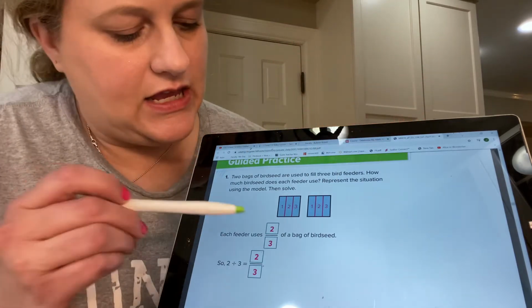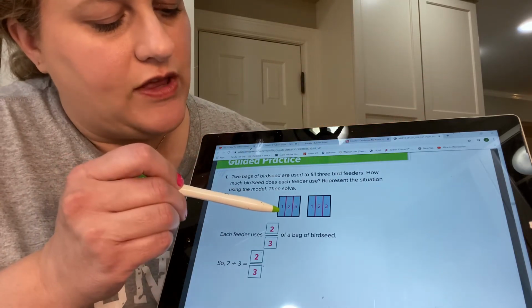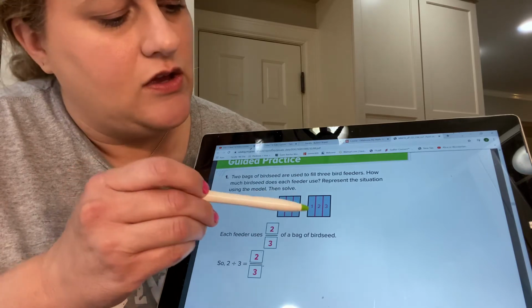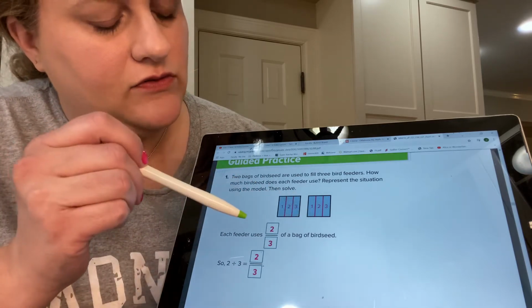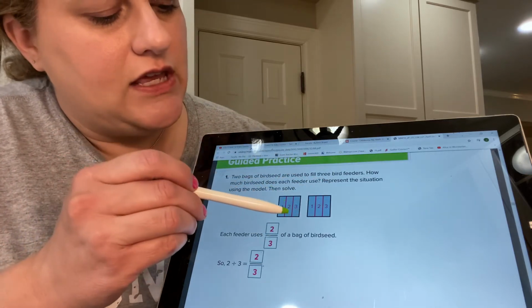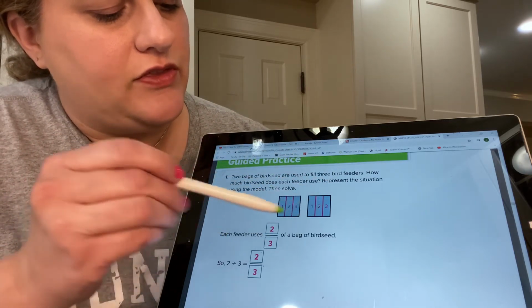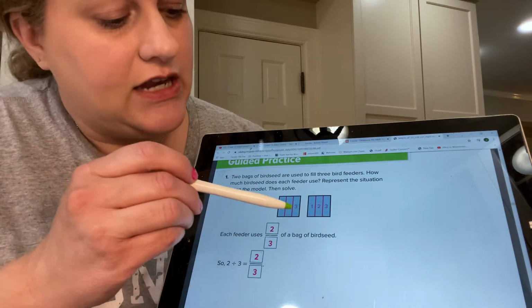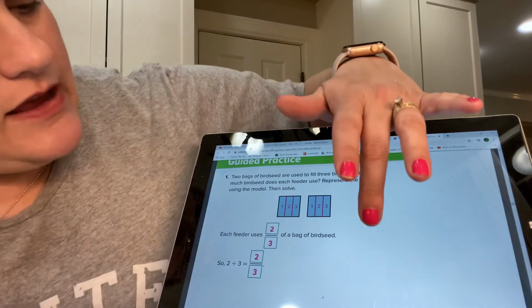And you would see that bird feeder 1 would get 1/3 of the first bag, 1/3 of the second bag. So it's going to get 2/3 of the total amount. And then bird feeder 2 would get 1/3 and 1/3, which is 2/3 again. And bird feeder 3 would get the same.